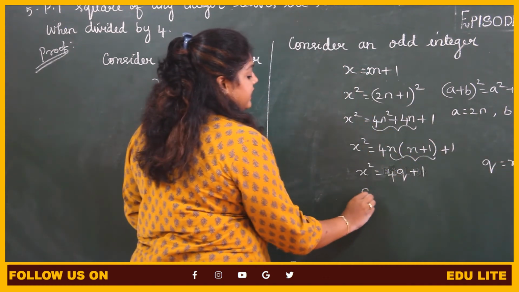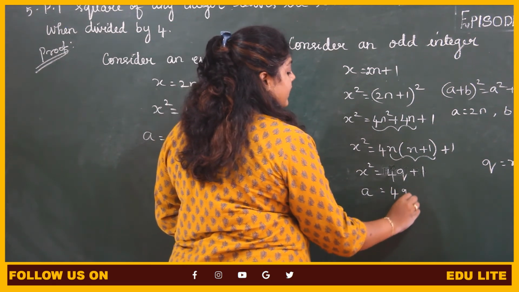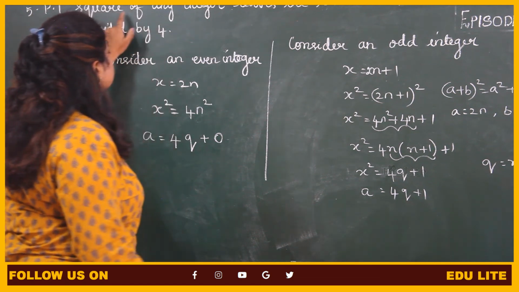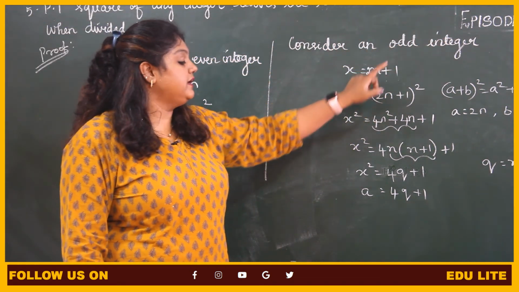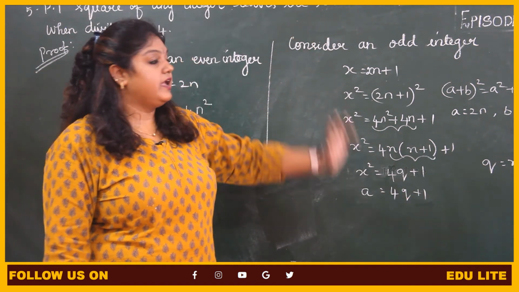Now if you see, x square is the dividend and 4 is the divisor, q is the quotient, and 1 is the remainder. According to the proof, the square of any integer leaves the remainder either 0 or 1. When we took an odd integer, it left us with the remainder 1. Therefore, hence proved.